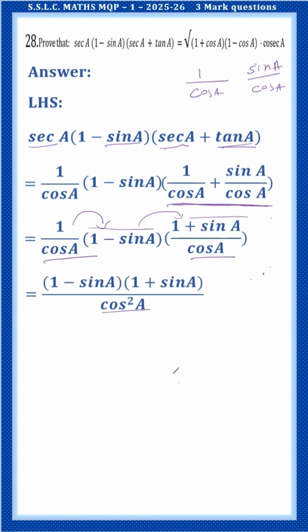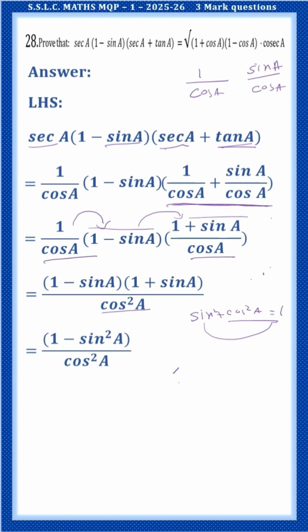Cos A into cos A is cos square A. So we have 1 minus sin square A by cos square A. We know that sin square A plus cos square A is equal to 1, so 1 minus sin square A is equal to cos square A. So this is equal to cos square A upon cos square A, which is equal to 1. So LHS is equal to 1.